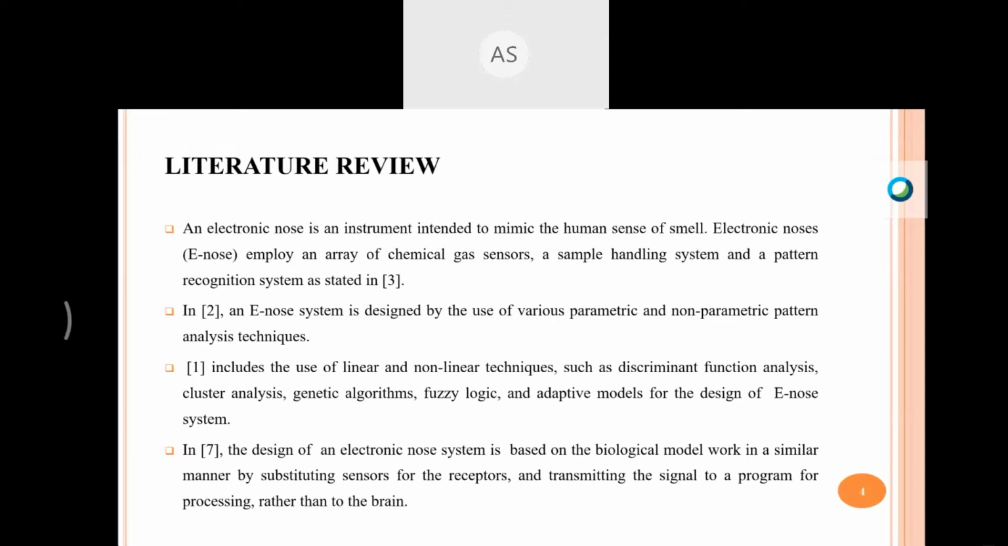In 7, the design of an electronic nose system is based on the biological model, working in a similar manner by substituting sensors for the receptors and transmitting the signal to a program for processing rather than to the brain. Now we can say that after reading all these articles and papers, we have found that progress has been made on various sectors of e-nose technology or sensor technology, and it has helped us to come up with such a unique idea. As of now, no such advancement has been made on this topic to the best of our knowledge. Next slide, please.